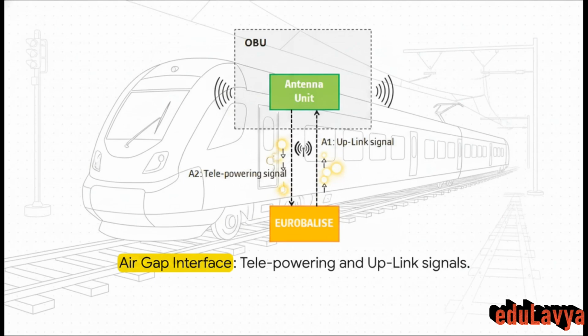But you know what's really fascinating about this air-gap interface? The Trackside Eurobalise is entirely passive. It literally has no continuous power supply of its own. Instead, the train's onboard unit uses its antenna to beam a telepowering signal down to the track. This sudden burst of energy wakes the Balise up, allowing it to instantly fire back its uplink data to the train. It's just a wonderfully elegant and reliable system.